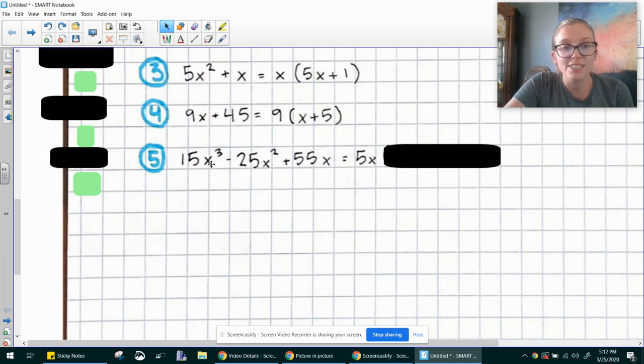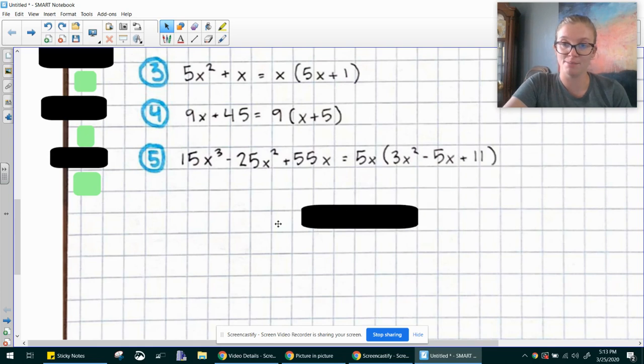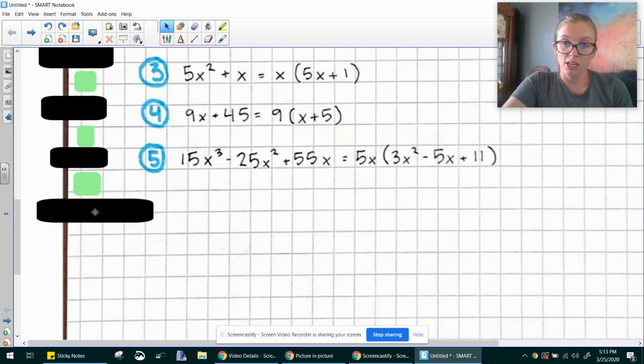When I divide 15x to the 3 by 5x, I'm left with 3x squared. When I divide negative 25x squared by 5x, I'm left with negative 5x. And when I divide 55x by 5x, I'm left with 11. So my factors are 5x times 3x squared minus 5x plus 11. Let me know if you have any questions.